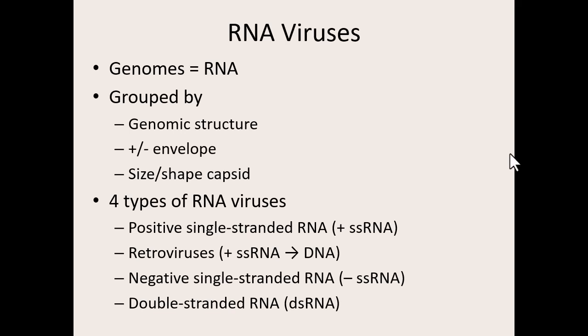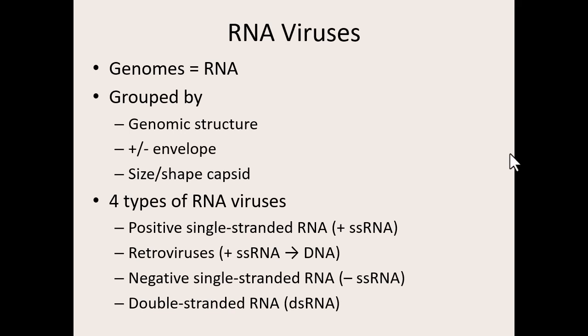If you have the single-stranded RNA that really is the positive strand, it can get directly made into the protein. But we do have a group of RNA viruses that have the positive strand, but instead of taking that positive strand and making protein with it, they take that positive strand and they go backwards and make double-stranded DNA out of it. They're called retroviruses. The word retro means backwards or in reverse. So they do what's known as reverse transcription.